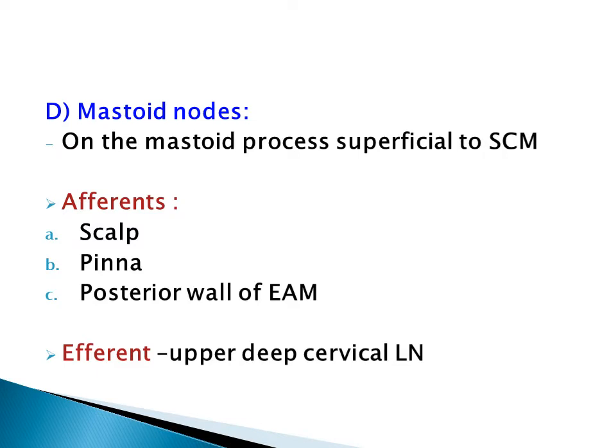The afferents, that is the area drained by the mastoid nodes: from the scalp, from the pinna and from the posterior wall of external acoustic meatus, lymphatics drain into the mastoid nodes. And from the mastoid nodes efferents arise and drain the lymph into the upper deep cervical lymph nodes.